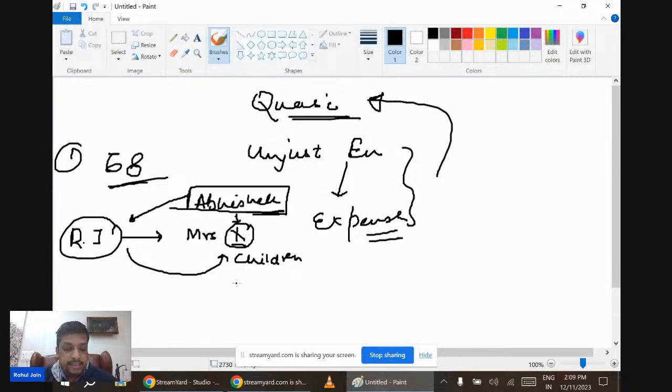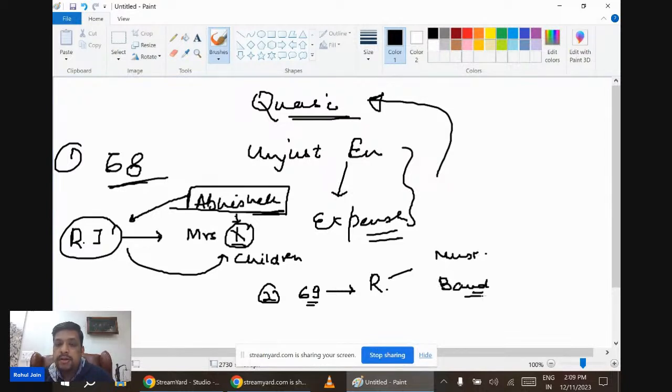Number two is section 69, which is talking about reimbursement. When we are talking about section 69, the person who is making the payment must be interested in making the payment. Number two, the other person must be bound by law. If these two conditions are satisfied, then the defaulting party is liable to reimburse that amount. Okay, any doubts up to here?